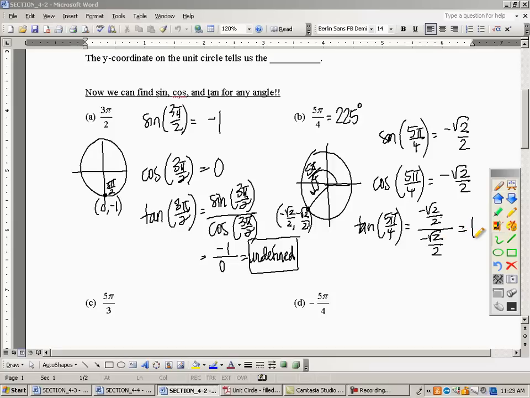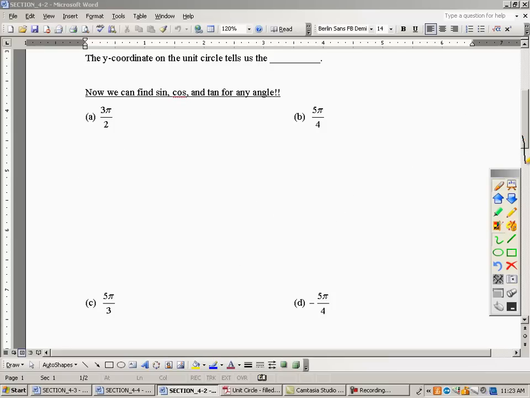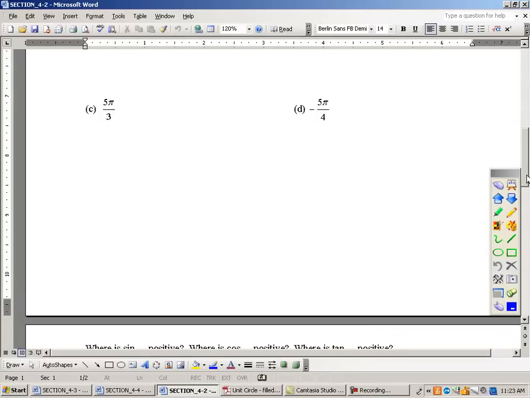So this is kind of the idea as we go through. I'm going to do maybe, let's do one more together. I will do C, and then I want you guys to do D on your own. So let me scroll this down. And let's look at C, 5 pi over 3.